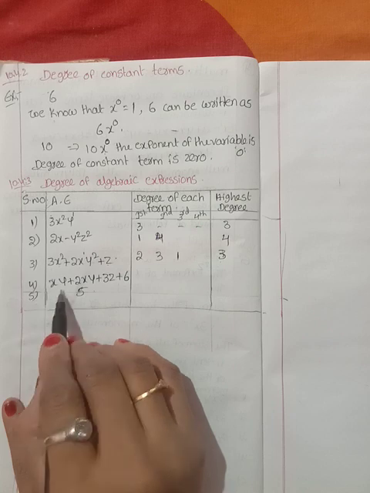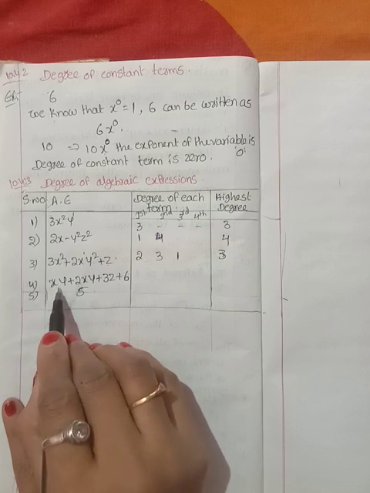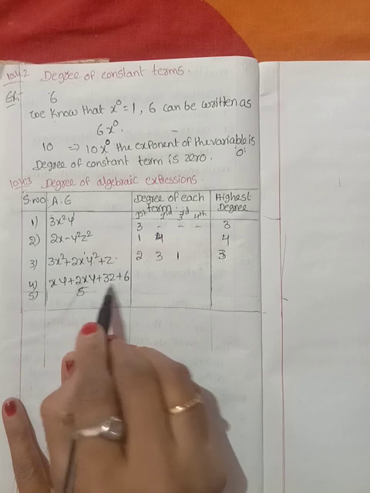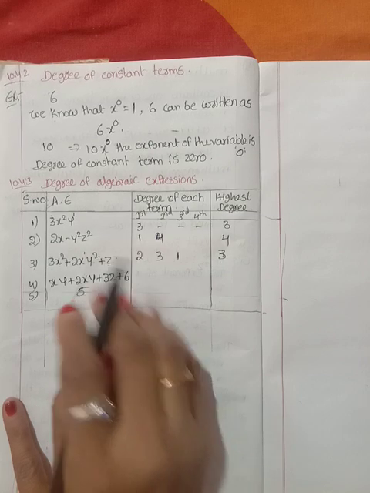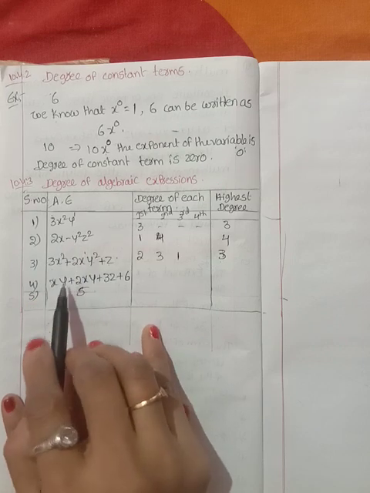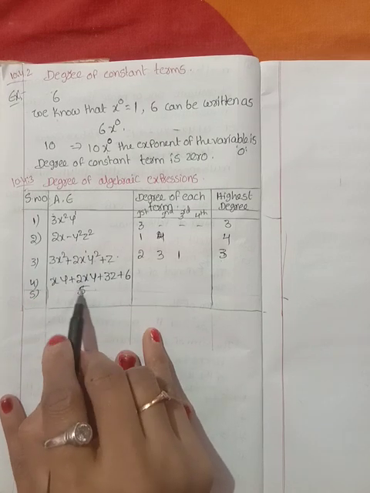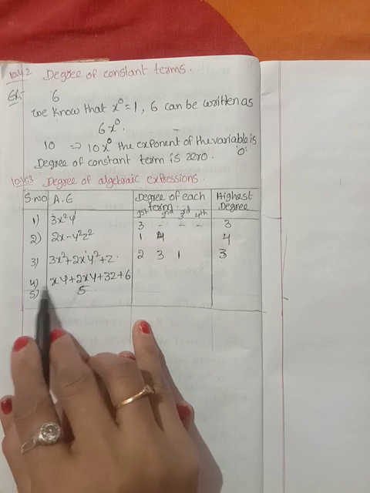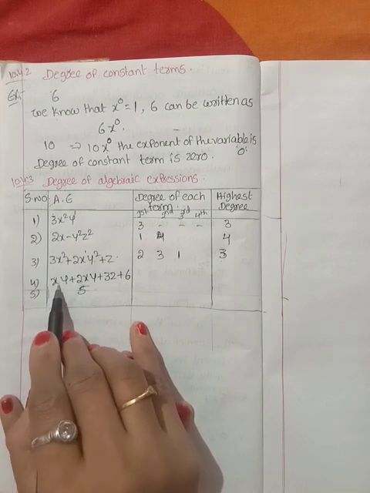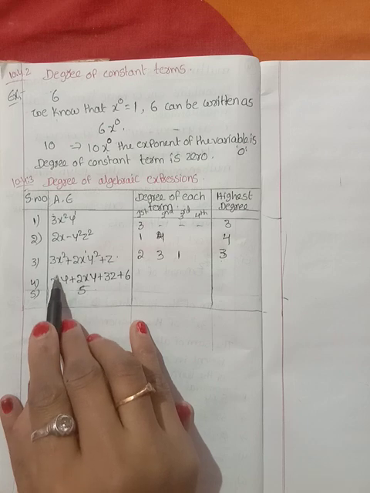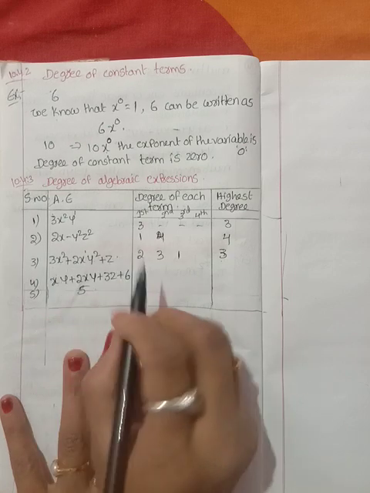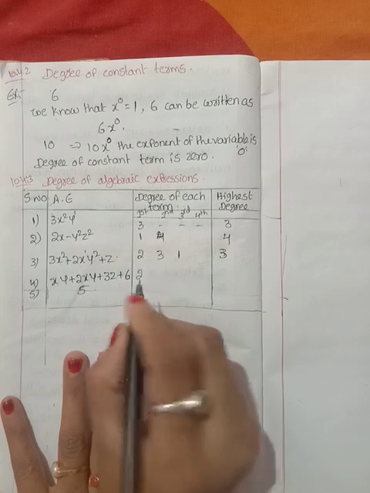Next is the fourth: xy plus 2xy plus 3z plus 6. Look at the notebook carefully. The first term is xy. The exponent of x is 1 and the exponent of y is also 1, so the total is 2 only.